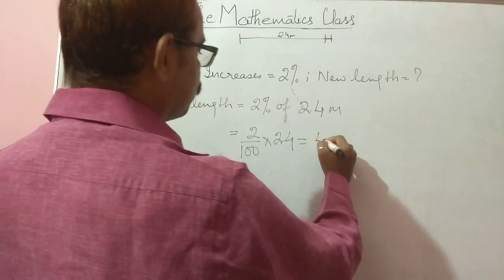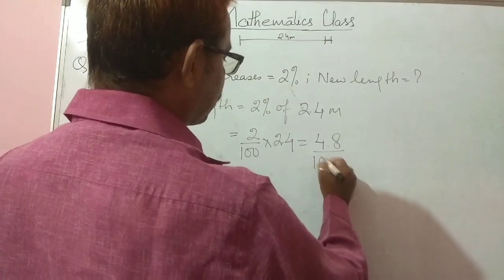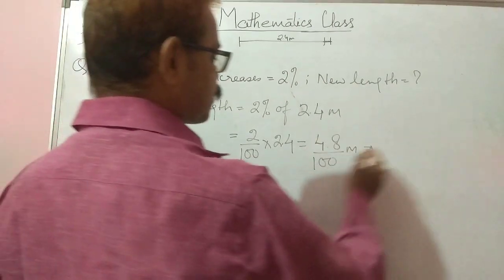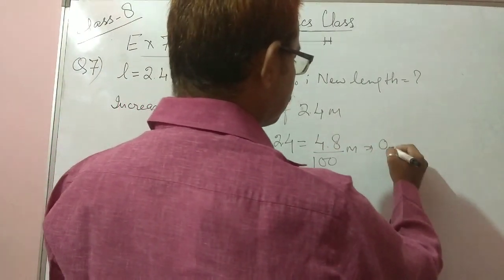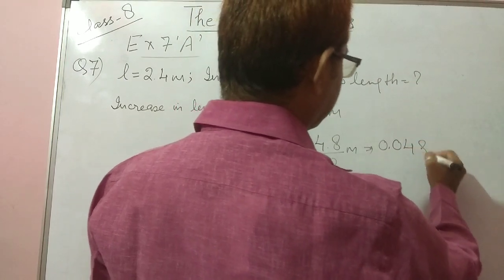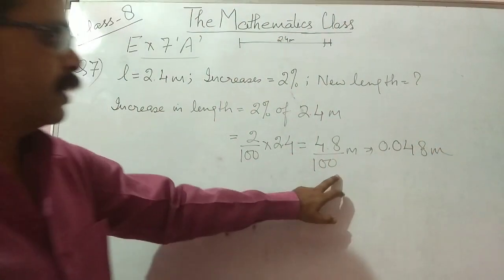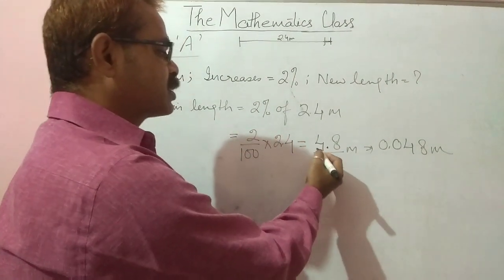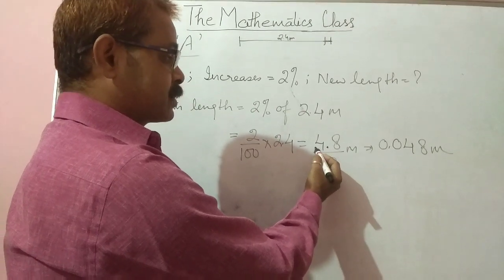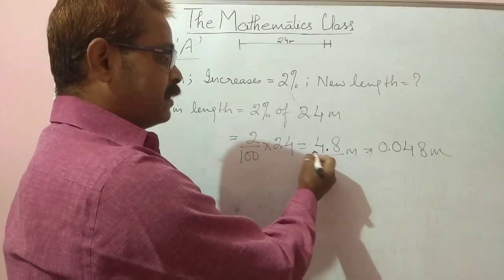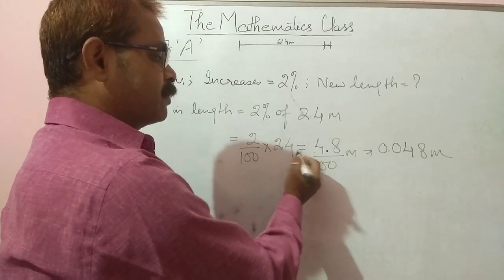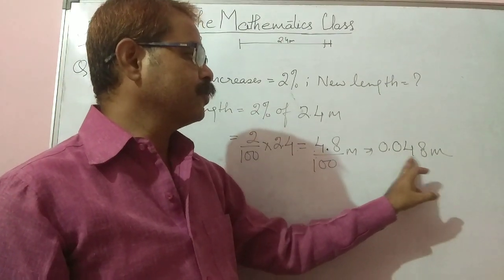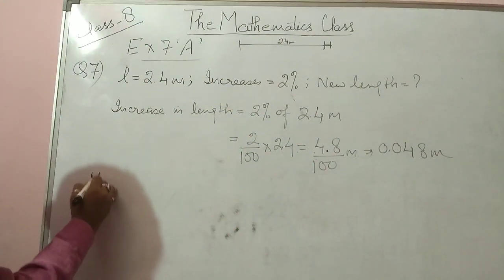So that is 4.8 upon 100 meters, or you can say you convert it into decimal, so it will be 0.048 meters, because in the denominator there are two zeros, so this decimal will move towards left two places. So first place is before 4 and there is nothing, so we will place a 0 and then the decimal will move towards, before 0. So that is why it is 0.048 meter.